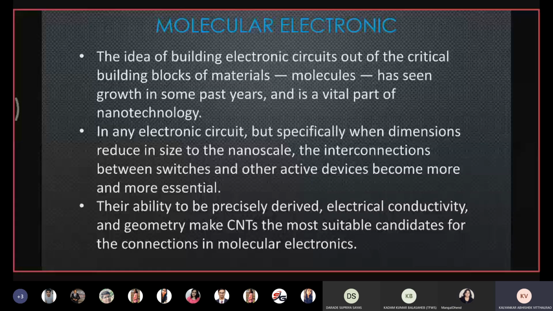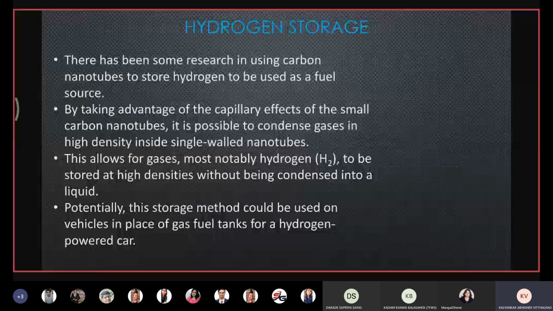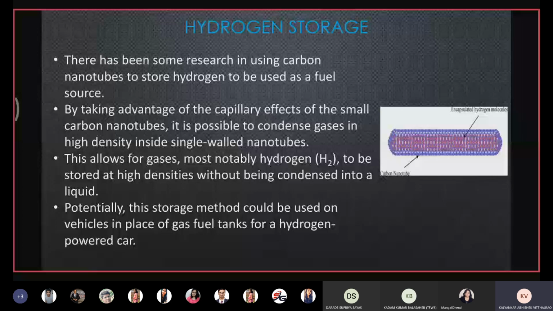Hydrogen storage. There has been some research in using carbon nanotubes to store hydrogen to be used as a fuel source. By taking advantage of the capillary effect of carbon nanotubes, it is possible to condense gas in high density inside single walled nanotubes. So in future, there is the possibility of hydrogen fueled cars and vehicles.